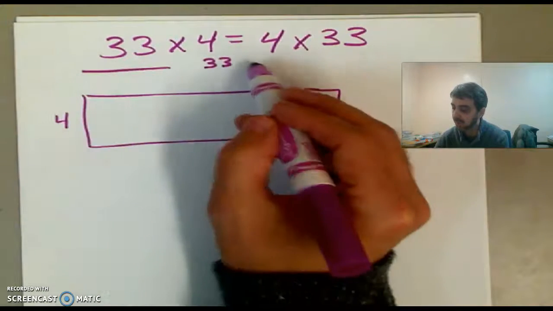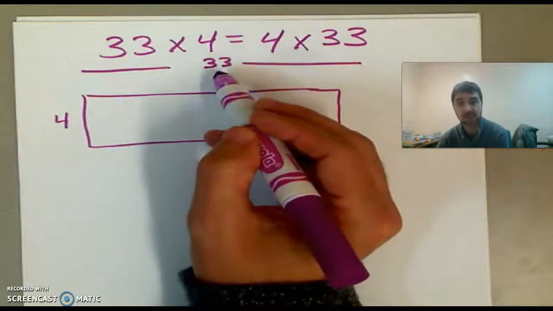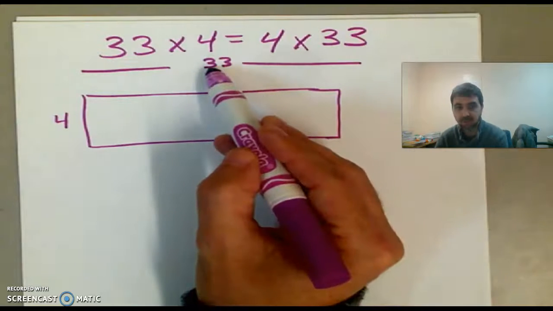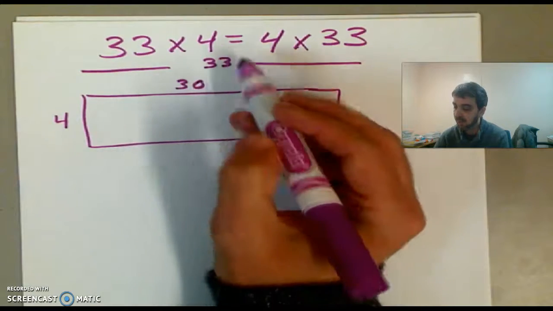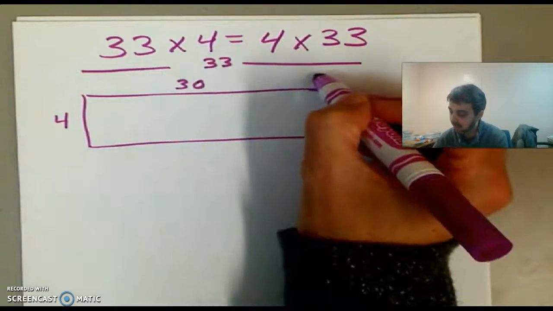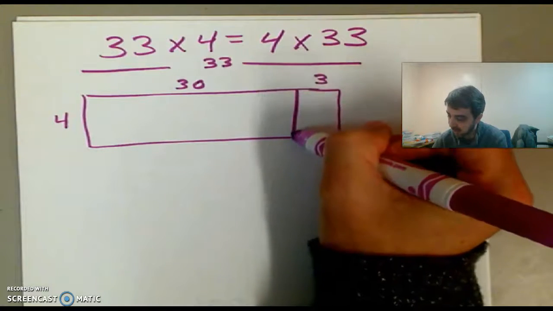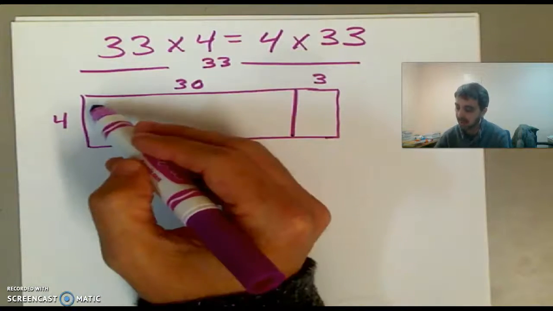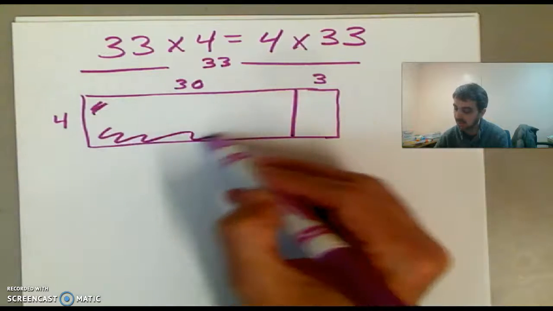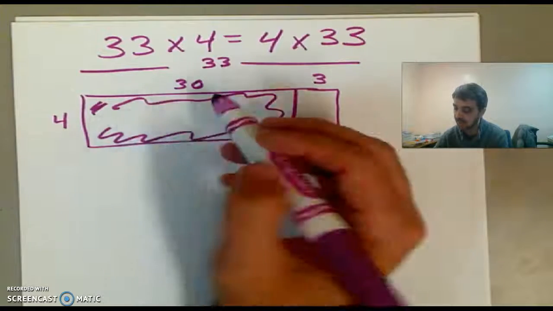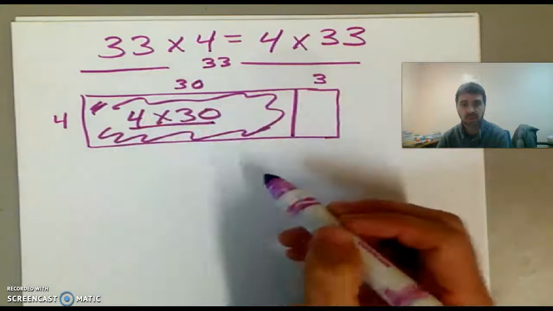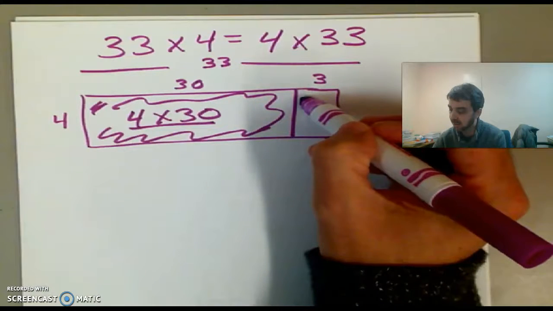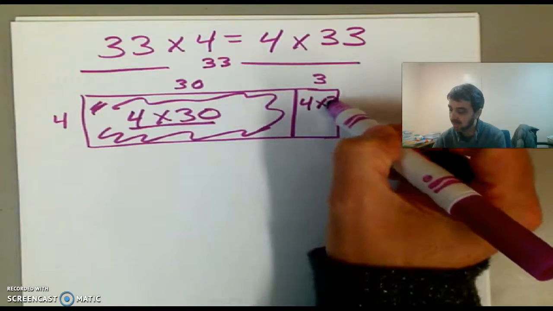From here to here is 33, but I'm going to break it up by place value. So the 3 in the tens place stands for 30, and this just stands for 3. So I'm going to draw a line here. Okay, so this whole rectangle is going to be 4 rows of 30, and then this is going to be 4 rows of 3.